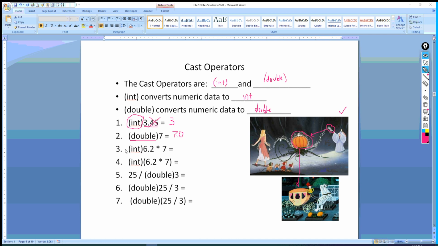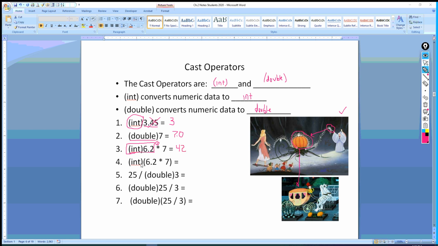For number 3, the question is, do you multiply first and then do the int, or do you do the int on the 6.2 first? And that's what you do. There are no parentheses to group the 6.2 and the 7 together, so the int cast operator is casting its spell only on the 6.2. Dropping the 0.2, the 6.2 becomes a 6. So now we're dealing with 6 times 7, which is 42.